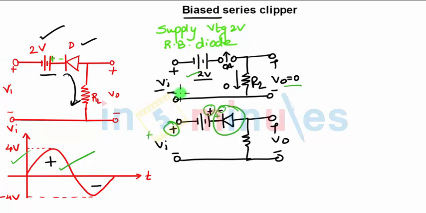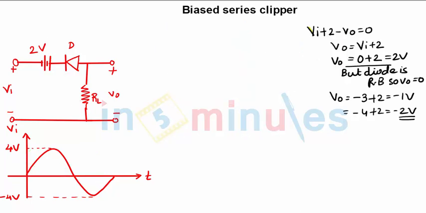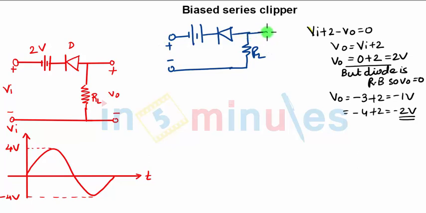When you apply KVL here, what will be the equation? Since the current is not flowing, we cannot apply KVL, so VO equals 0 for the entire positive half cycle. Now coming to the negative half cycle, you will have the DC supply which is reverse biasing the diode, plus minus VI, you have RL and the output voltage plus minus VO. This is 2 volts, and VI will obviously be negative. I am considering positive and negative for simplicity.